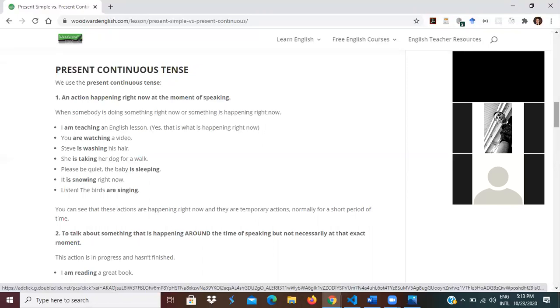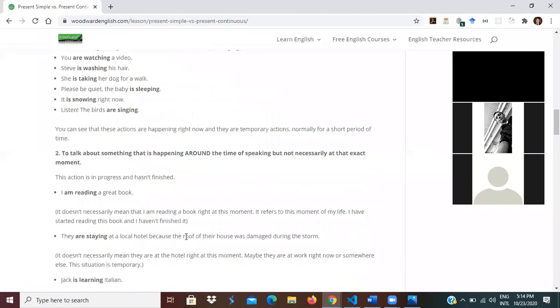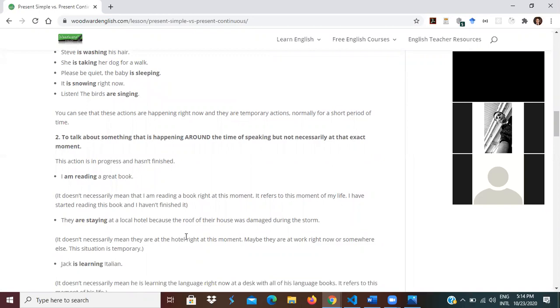And once the action is done, that's all. It's not going to be repeated in the future, or it's not something that will happen in the future. Also, we're going to use it to talk about something that is happening around the time of speaking, but not necessarily at that exact moment.